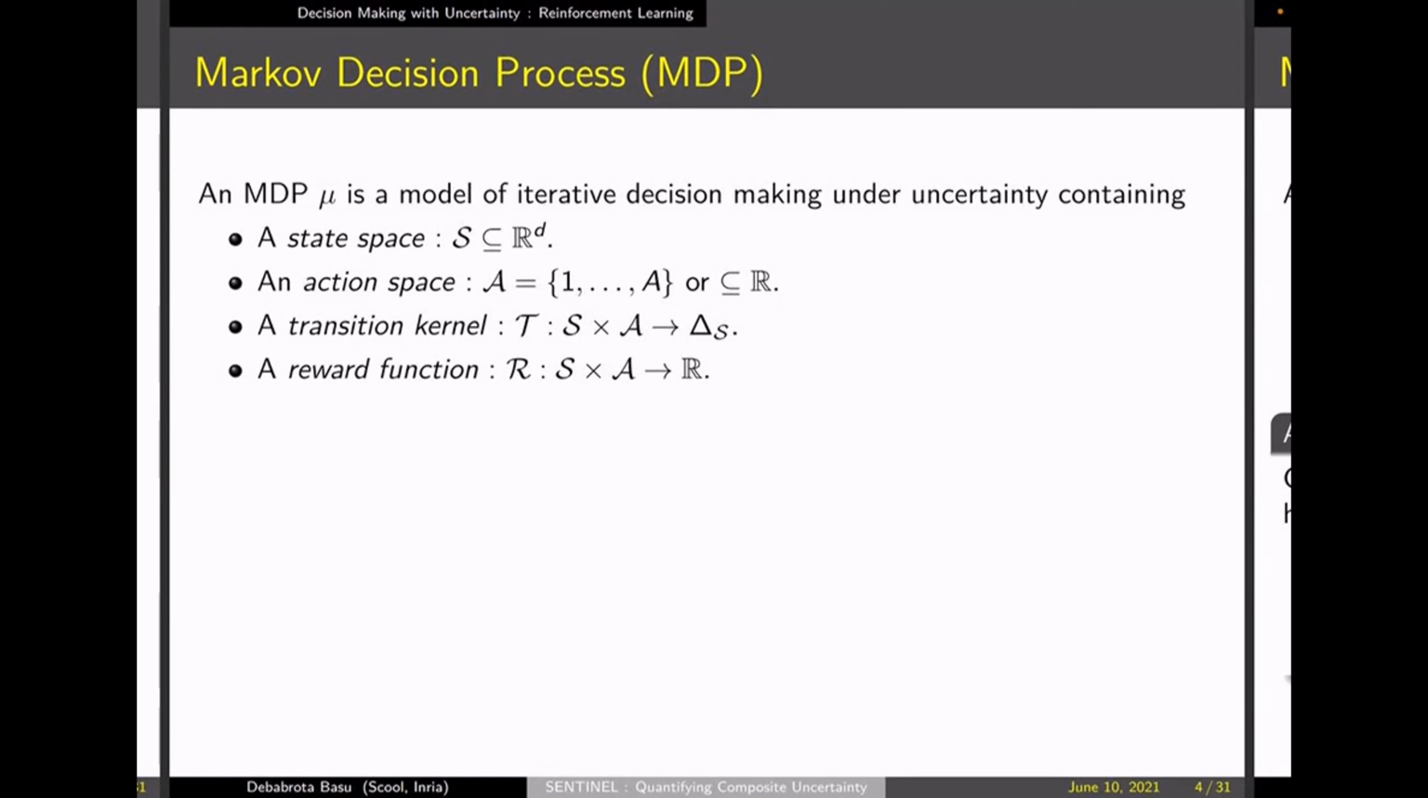And what is the reward function? That is the one quantifying the possible improvements depending on your decision. So if you are in a state S, take an action A, then you get a corresponding reward value that says how good or bad your decision was.